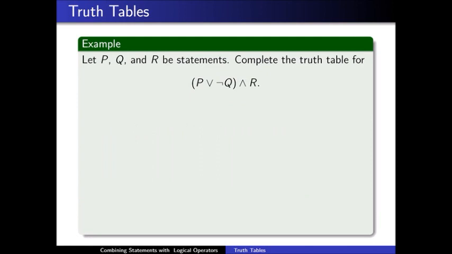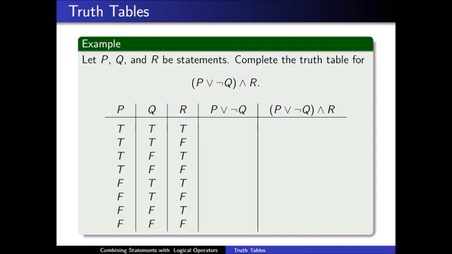In this last example, we complete the truth table for (P or not Q) and R. Because there are three statements P, Q, and R, we add a column for the statement R, and this gives us a total of 8 different truth combinations, as illustrated in the first 3 columns. To complete this truth table, let's first look at the disjunction P or not Q, and then we will combine it with the conjunction R in the last column.